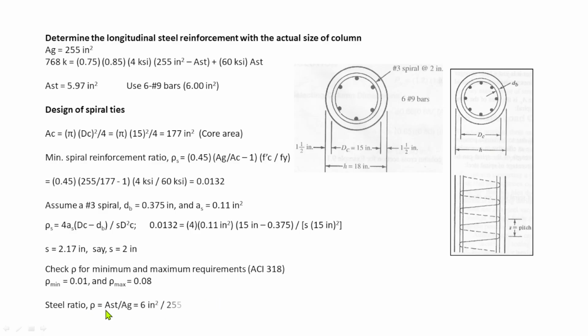Steel ratio, we have this one, As over Ag is equal to 6 square inches divided by 255 square inches, and that would give us a steel ratio of 0.0235, which is greater than the minimum and less than the maximum. So we are okay.